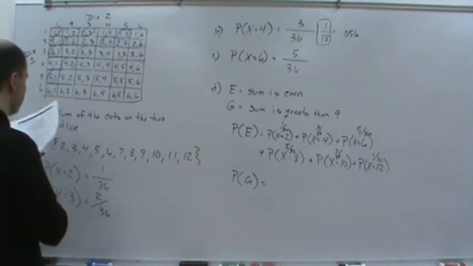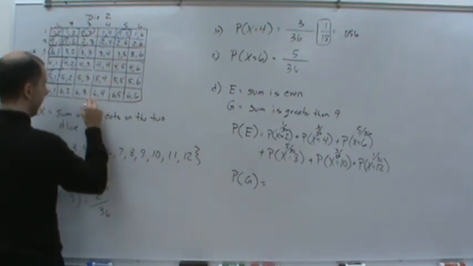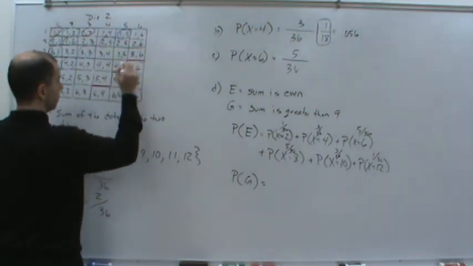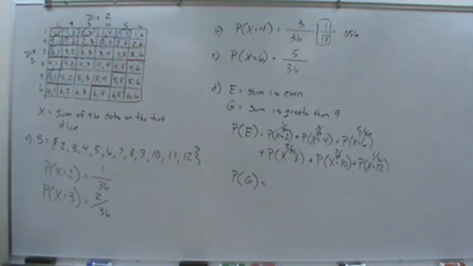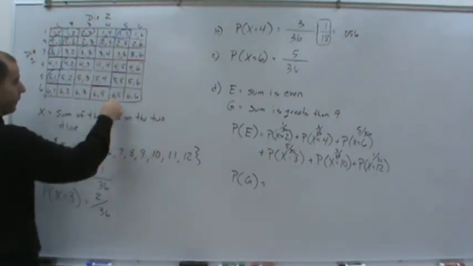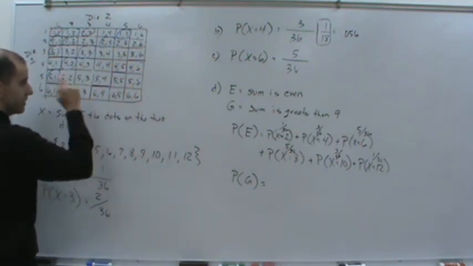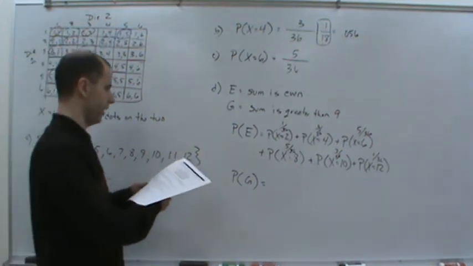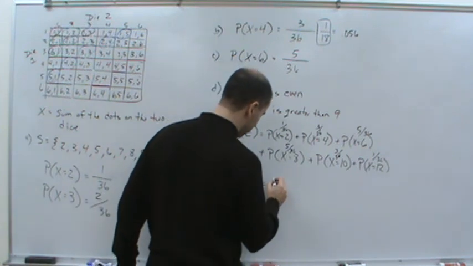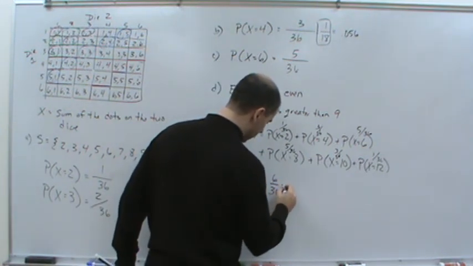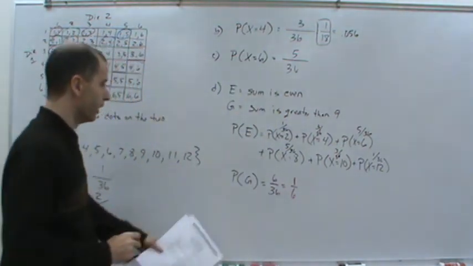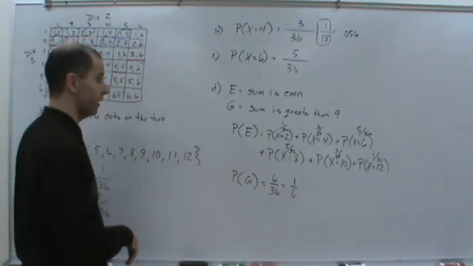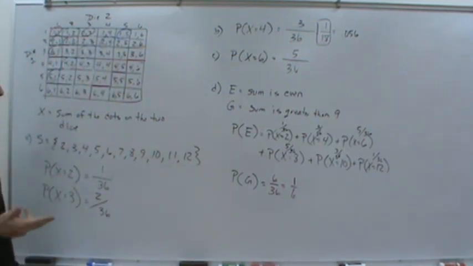Okay? So which numbers give me 10 or higher? Well, that's going to be everything to the right of this staircase, or below. So how many numbers are in here? 1, 2, 3, 4, 5, 6. So 6 out of 36, or 1/6. Okay? So we know, just by counting the numbers in the table, it's going to be 6 out of 36 or 1/6. But we can also apply the same probability, right? What's the probability of getting a 10, 11, and a 12?